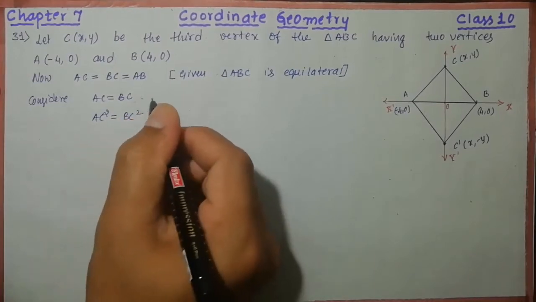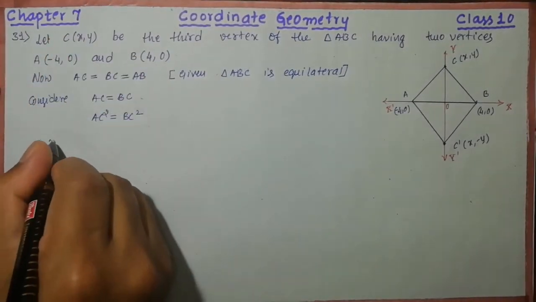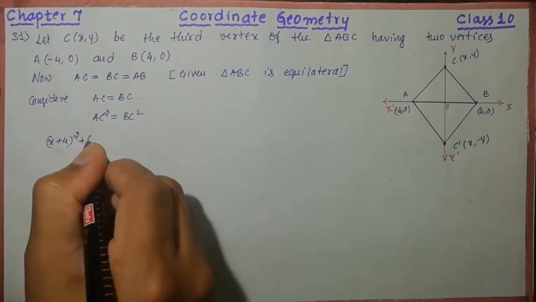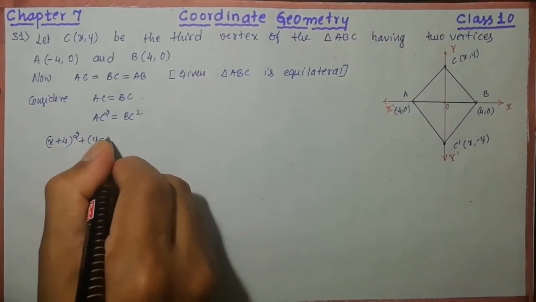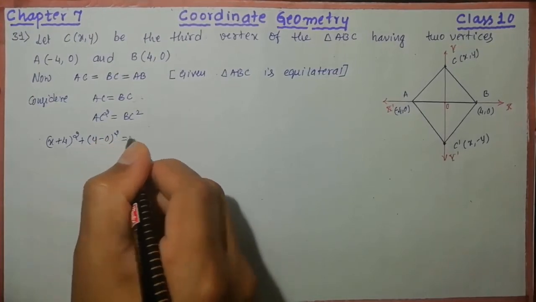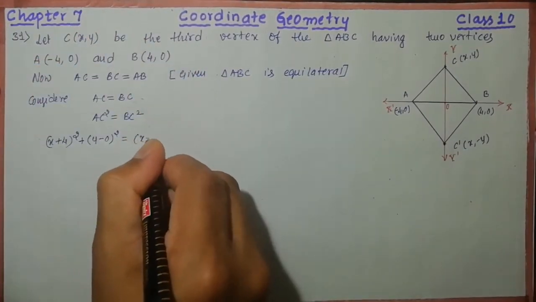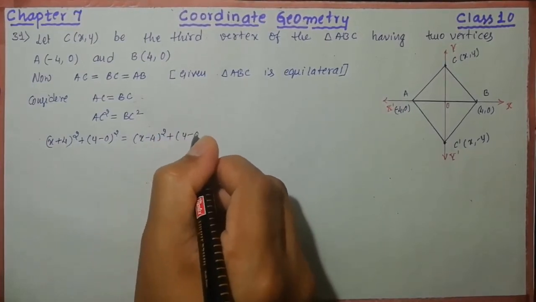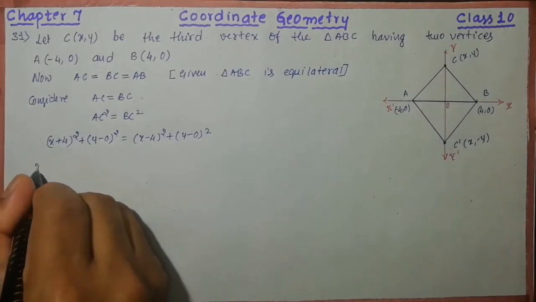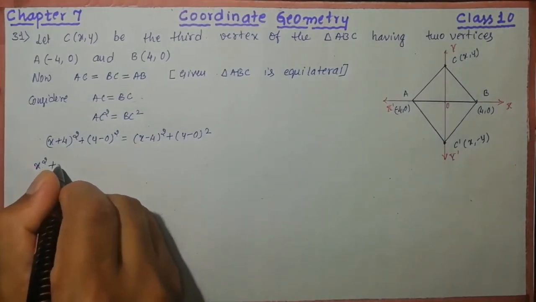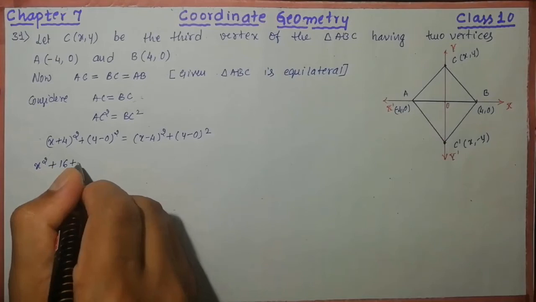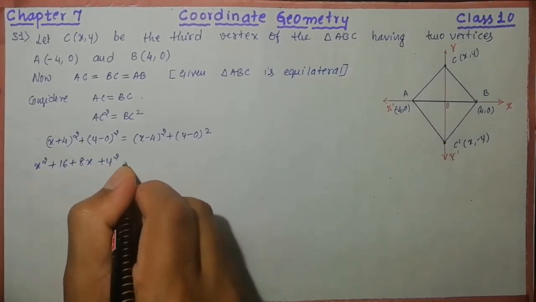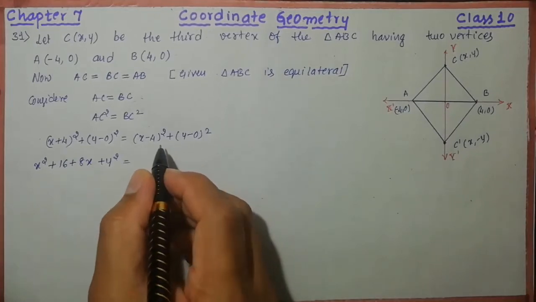Now distance formula AC, it will become what? x plus 4 whole square. It's very familiar for you. I'm not going to define which is x1 and which is y1 like that. Plus y minus 0 whole square. BC means x minus 4 whole square, and then plus y minus 0 whole square. Here x square plus 4 square 16 plus 8x, and then here it will become plus y square, and here also the same thing will happen for you.